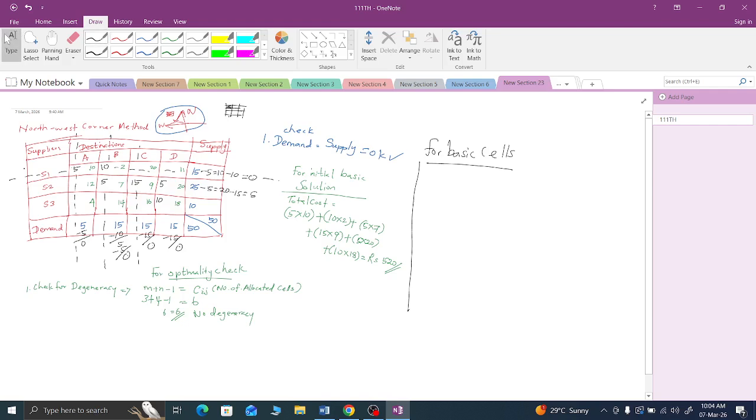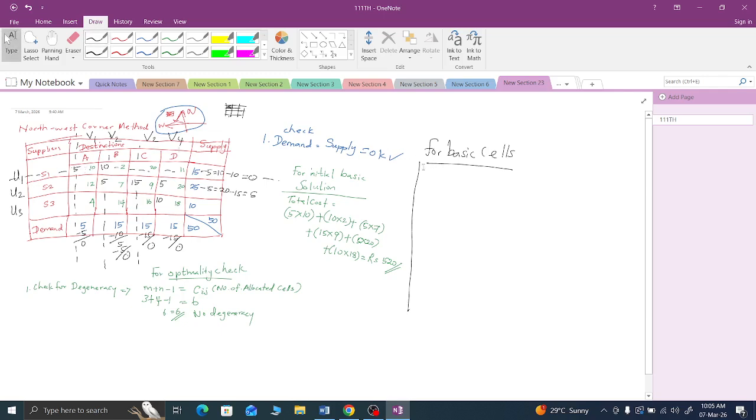First we have to name the shadow costs u1, u2, u3. The columns are v1, v2, v3, v4, and the rows are u1, u2, u3. So u1 plus v1 is this cell, right? I only have to write equations for the basic cells. This is an allocated cell, a basic cell, you know, right? The 5 is a basic cell.